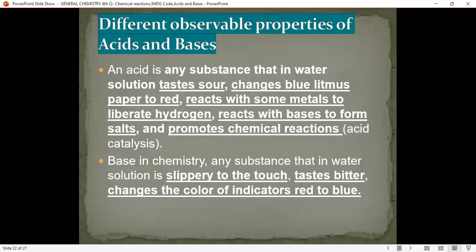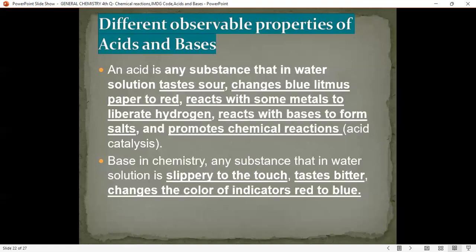Actually, litmus paper is made up of the extract of cabbages, red cabbages or violet cabbages. It is really reactive, highly reactive, to bases and acids. That's why it is used as an indicator whether the specific liquid is an acid or a base.